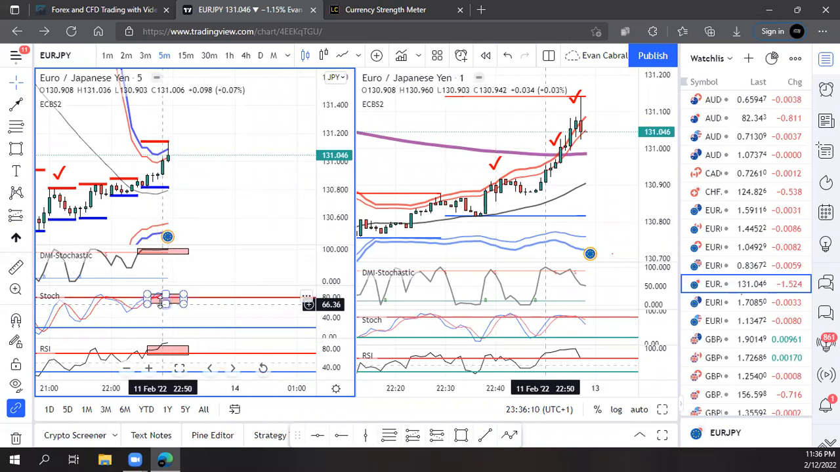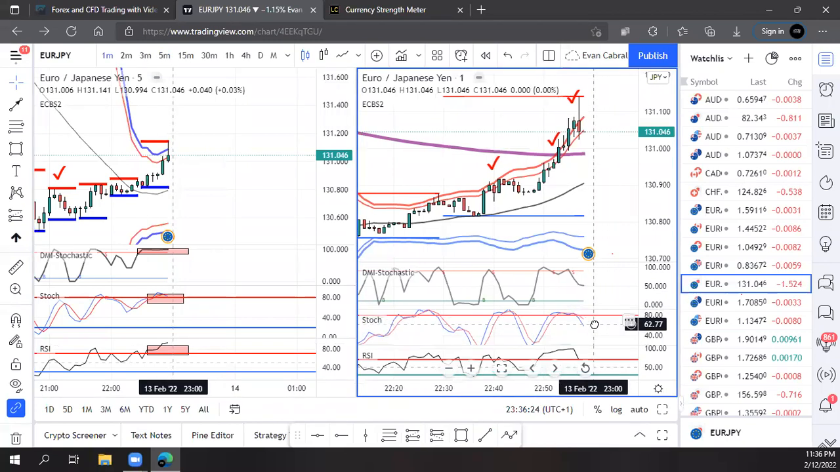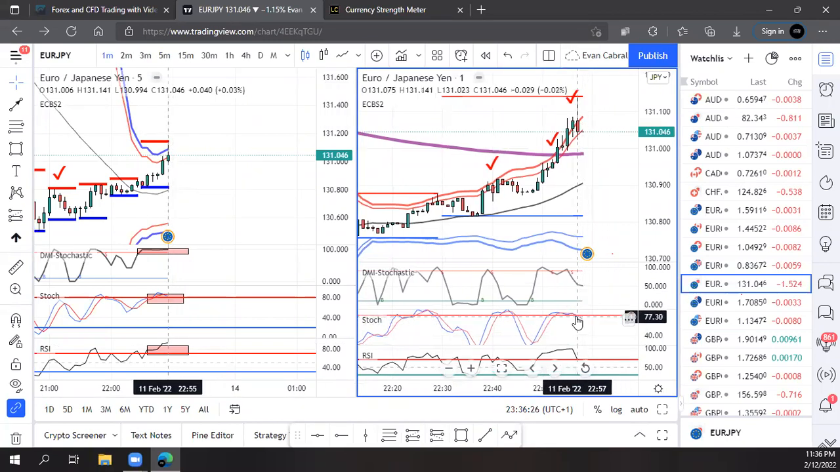So what I'm doing is looking over to the 1 minute time frame. I'm also waiting for the DMI stochastic to be around the red area, and I am expecting my stochastic on the 1 minute time frame to cross. I'm entering on this cross on the 1 minute time frame.